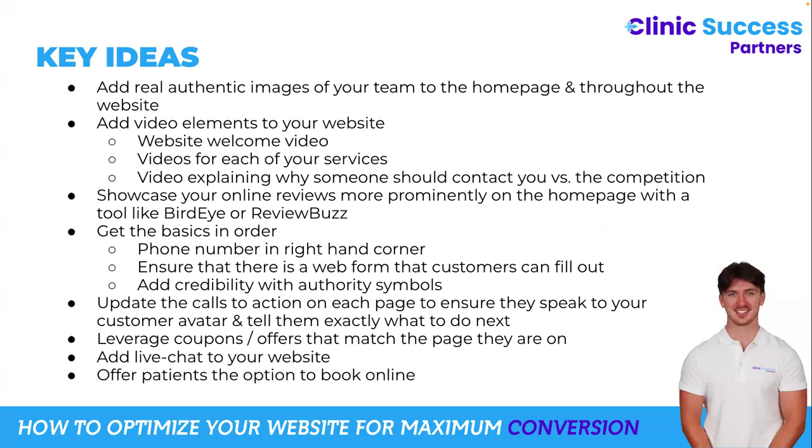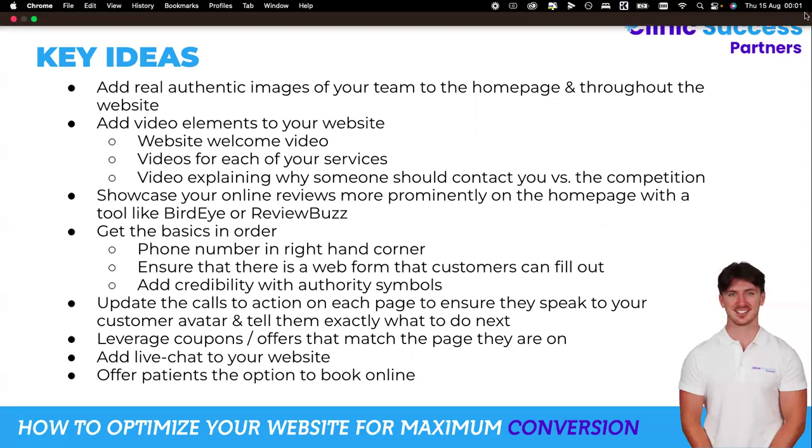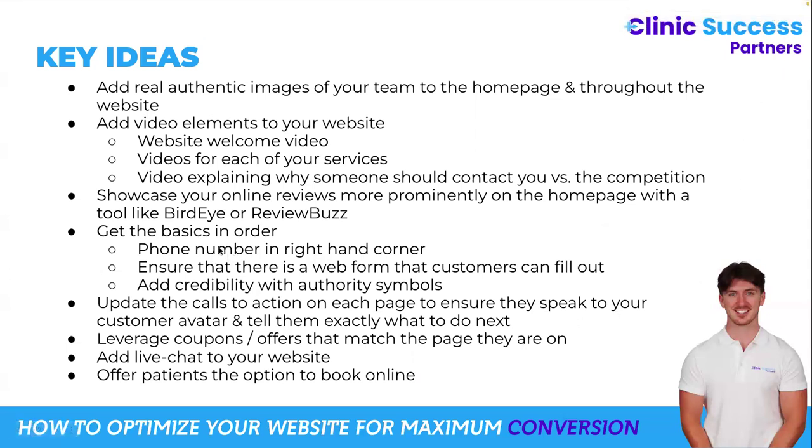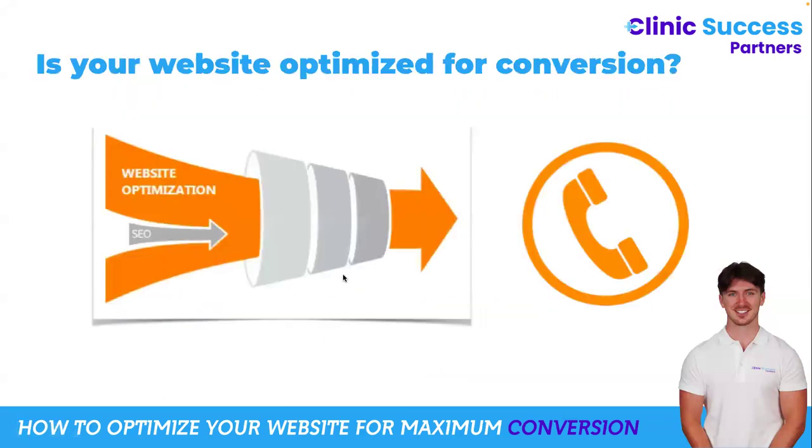Make sure to showcase the online reviews. Again, the strategies for getting more of those. Get the basics. I would suggest probably moving around the phone number. Make sure the web form potentially has some automations to get that response time faster. Authority symbols, you're doing great. I don't need to give any recommendations there. But also make sure the calls to action speak to the customer avatar, and I'll touch on that in a second. And make sure they have the option to book online.